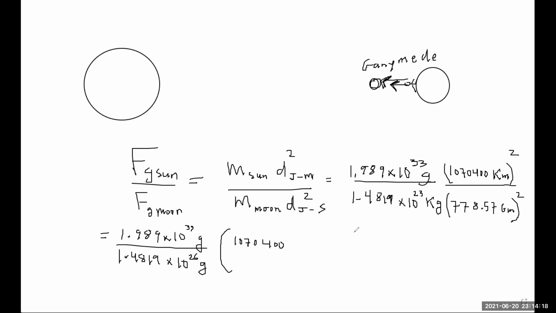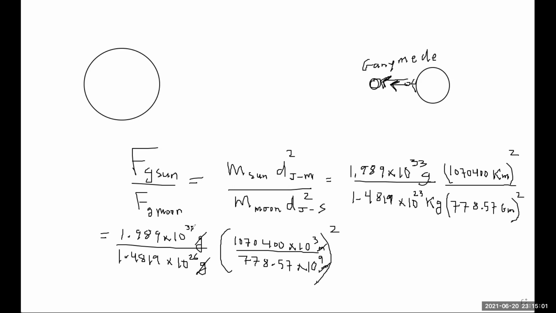Then I'll have 1070,400, and then a kilometer is 10 to the third meters. And then here, 778.57 times, and then a gigameter is 10 to the 9th meter. And then we square that. So then the meter and the meter cancel, and the gram cancels. The idea is for the ratio that it should be a unitless number.